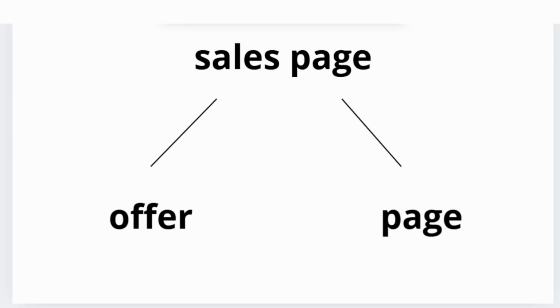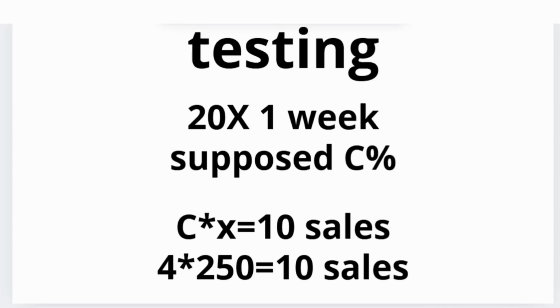Of course, if you get a lot of sales page views, then you don't have to wait a week. You can take the conversion rate percentage you should have, so if it's 4%, that means 4 out of 100 people end up buying. Then calculate how many sales page views it should take to get 10 sales. In this case, it's 250.